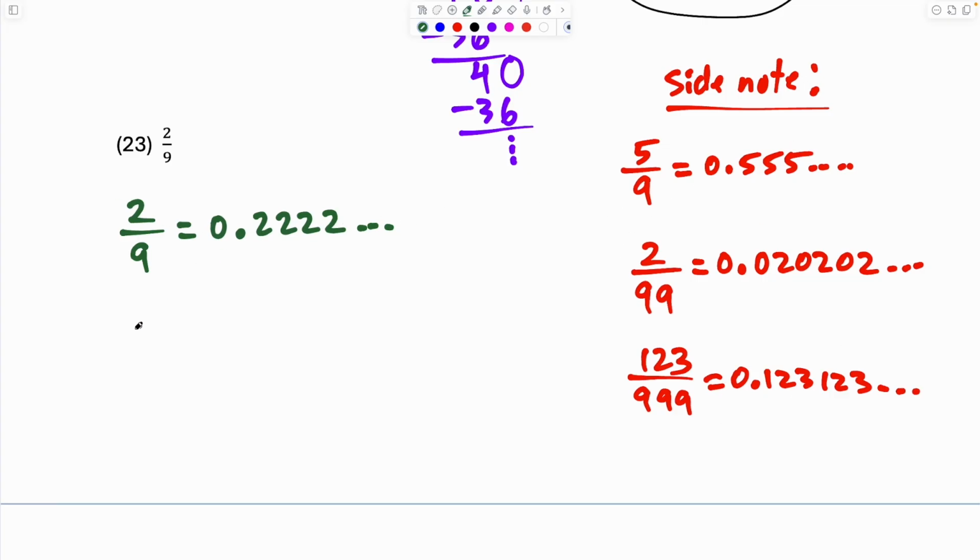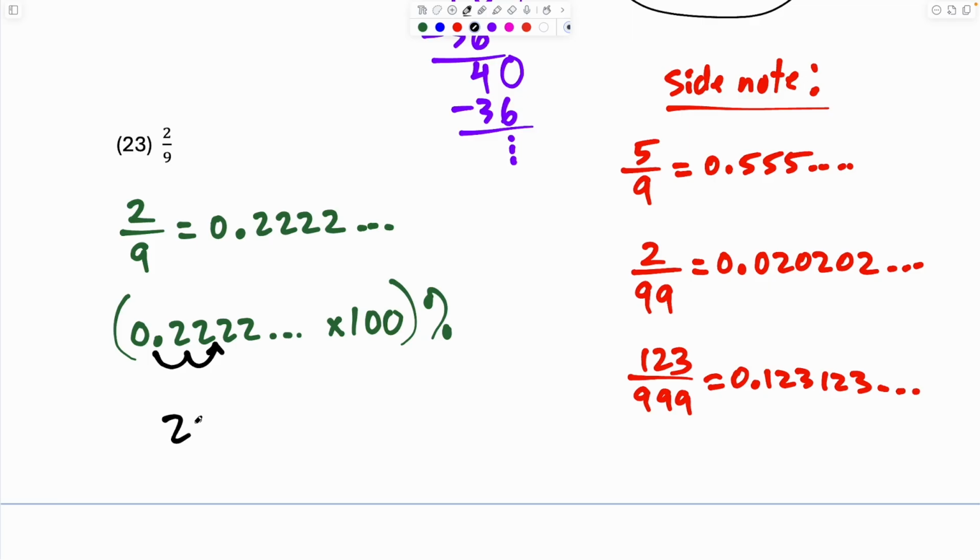So with this, we have the fraction 2/9 is 0.2 repeating as a decimal. So I would just take 0.2 repeating as a decimal and multiply it by 100. And then I could put my percent in to see what would be my percent. When we multiply any decimal by 100, the decimal just goes 2 spaces to the right. So this would give us 22.2 repeating percent. Since we have just a string of 2s forever after the decimal, the 2s will just keep going, and this is our percent.